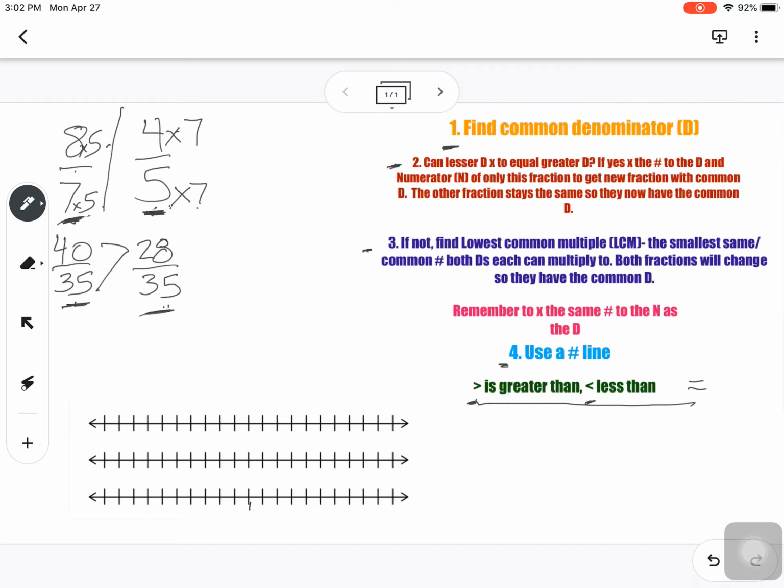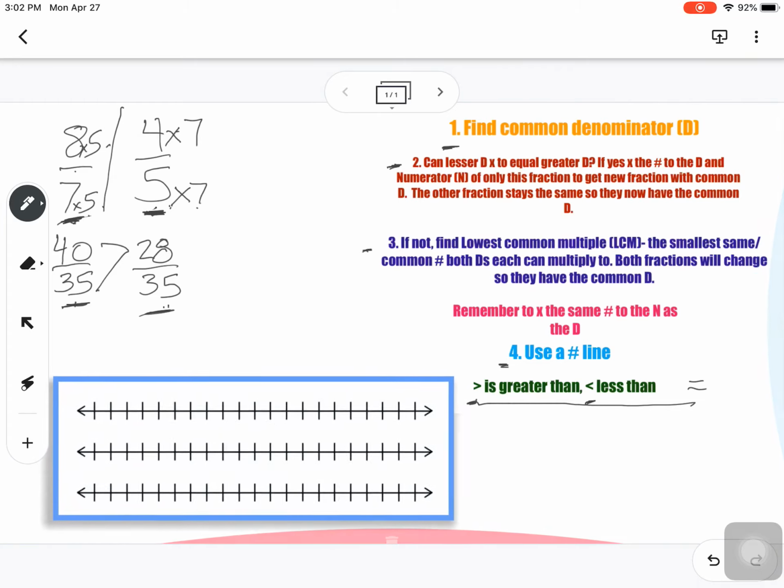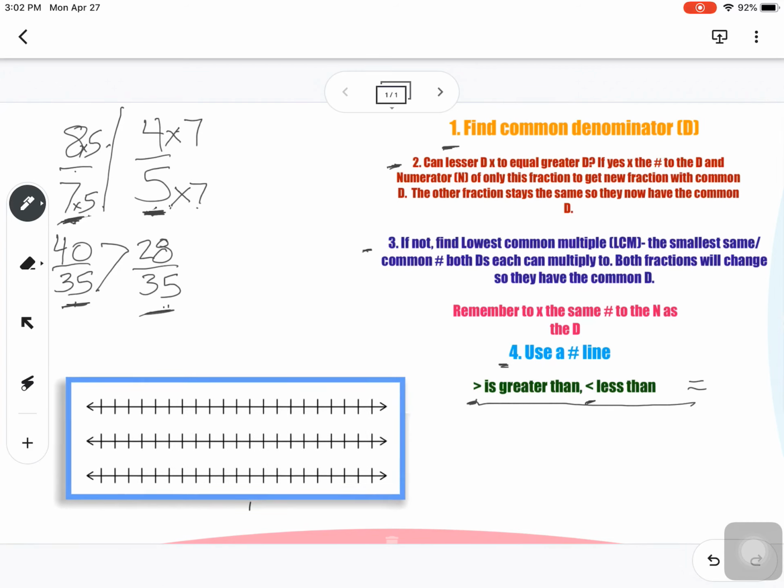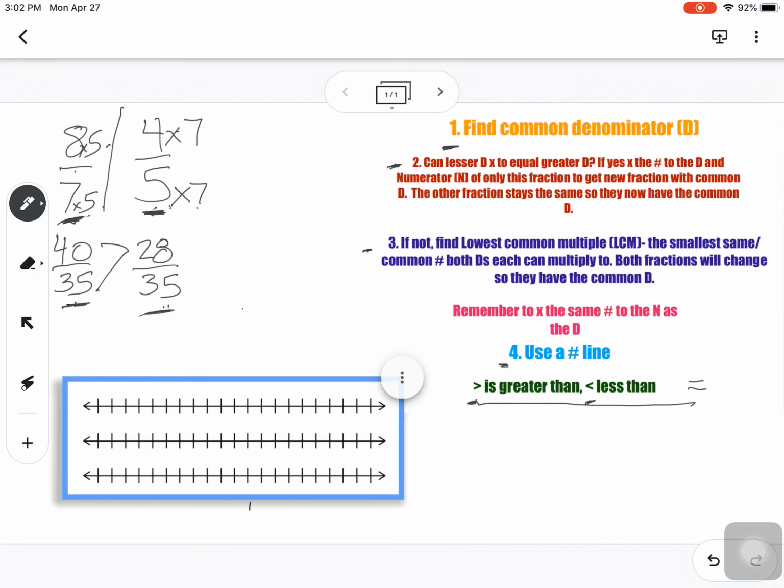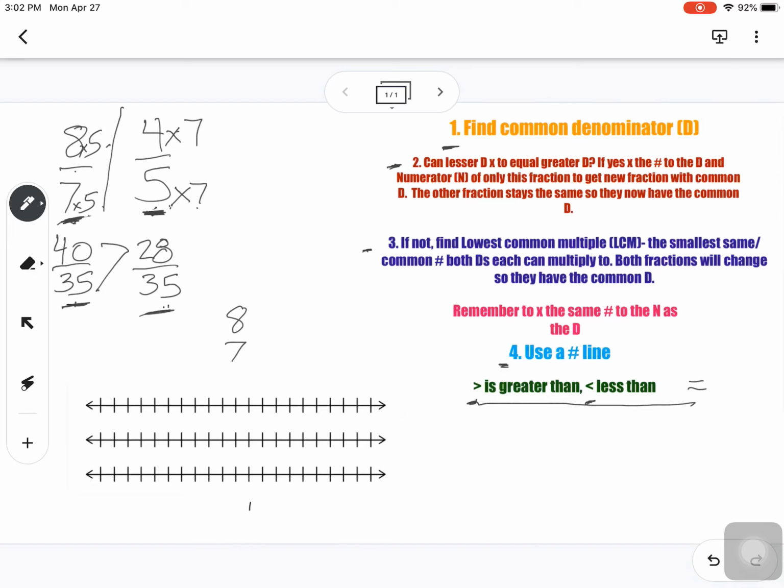Okay, now a different way that I can do this is by using number lines. I can use my original fraction, 8 over 7, and then the other one, 4 over 5. I have a number line. If I'm comparing two fractions, the number lines need to be equally lined up, so the same length. So I deal with my first fraction, 8 over 7. 8 over 7 is an improper fraction, so I can convert it to a mixed number if I would like.